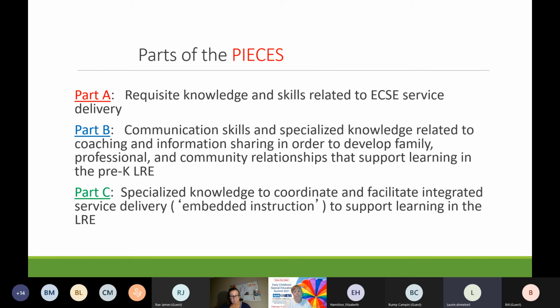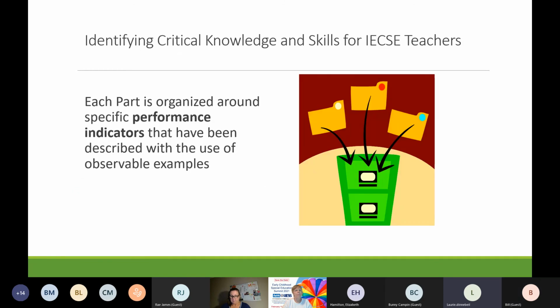Part B focuses on communication skills and specialized knowledge related to coaching and information sharing. And then Part C really focuses on service coordination. How do you coordinate all of these things? Because as an itinerant professional, you're usually the person whose job it is to coordinate all the different types of services.